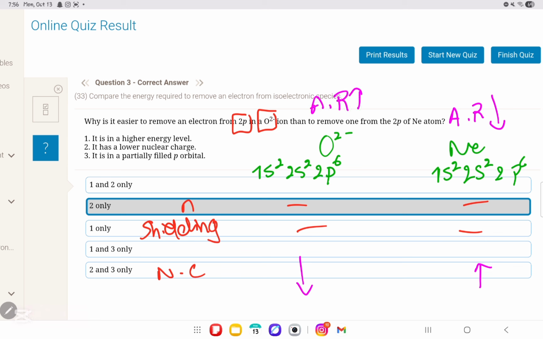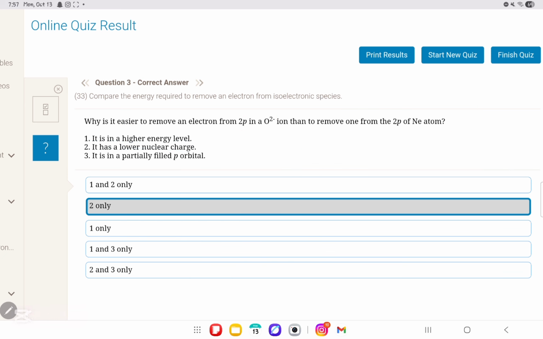So now, because of this, what can we state? We can state that it's gonna be easier to remove an electron. Why? Because if the atomic radius is bigger, that means the valence electrons are farther away from the nucleus, so it will require less energy to remove it. But if the atomic radius decreases, that means the valence electron is closer to the nucleus, so it's gonna be harder to remove from the orbital. So O2- has a lower nuclear charge, and because of that, it's easier to remove. We move on to question number 4.